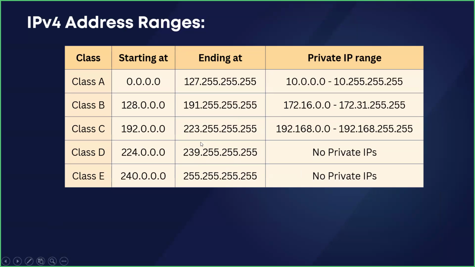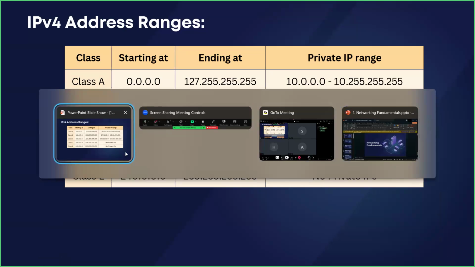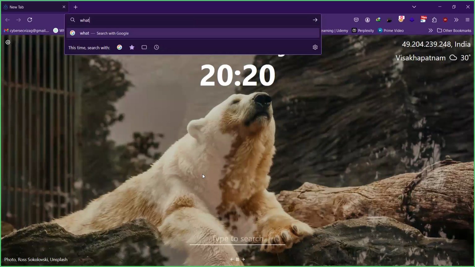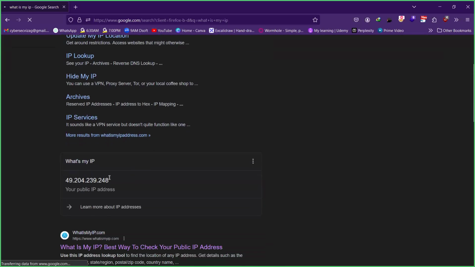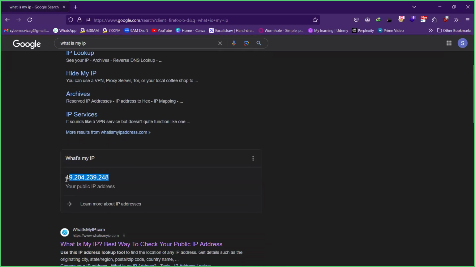So if you have to check your system's public IP, you just simply go to your browser, and in the browser you search for what is my IP. And when you do that, you can see this is my system's public IP, right? Provided by my ISP, Internet Service Provider. So what I get here is 49.204.239.240.